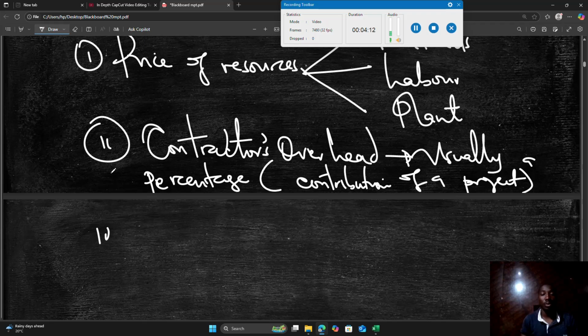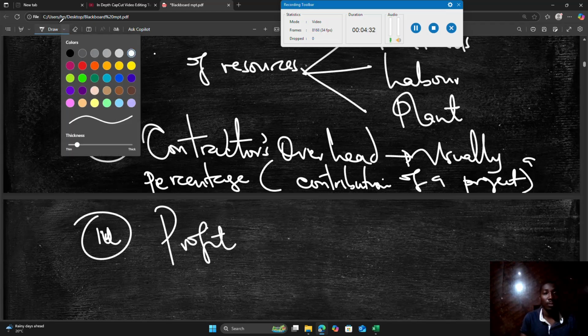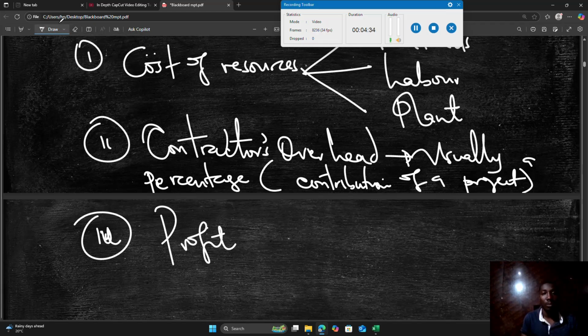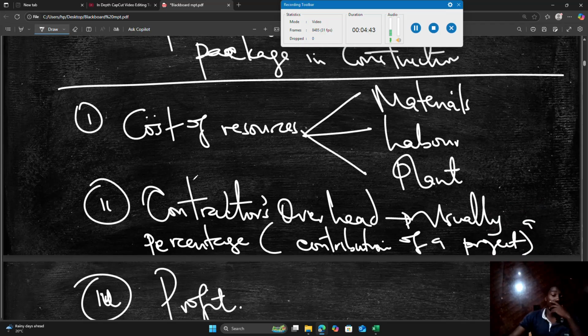Then we also look at the profit aspect. Since this is a business entity, we look at the profit. So the price entails the cost of resources, contractor's overhead, and profit. So this is what makes the price of a work package in construction.